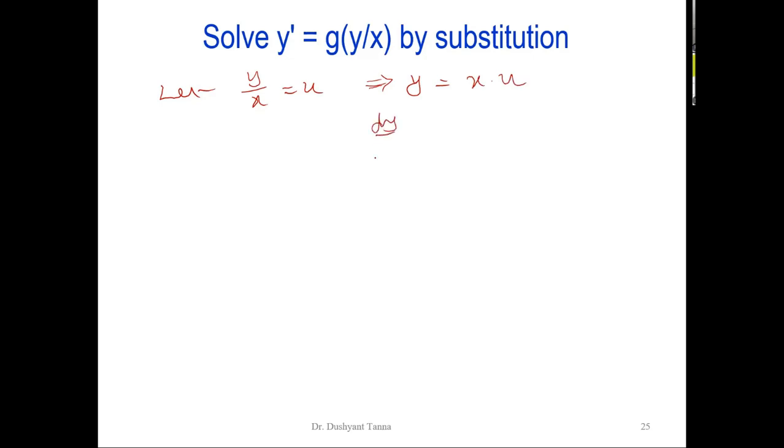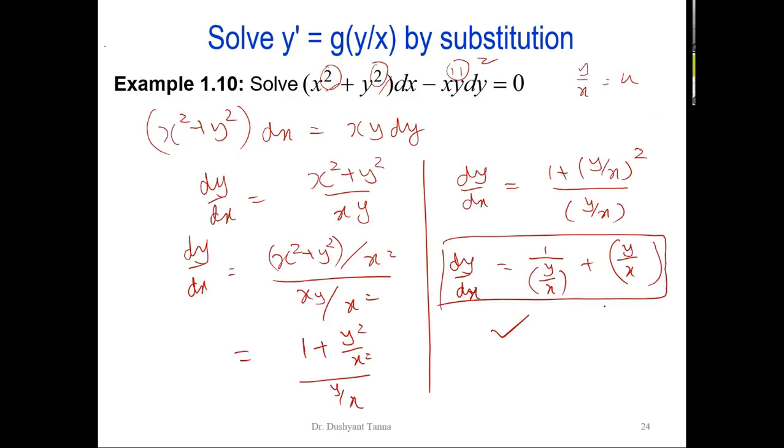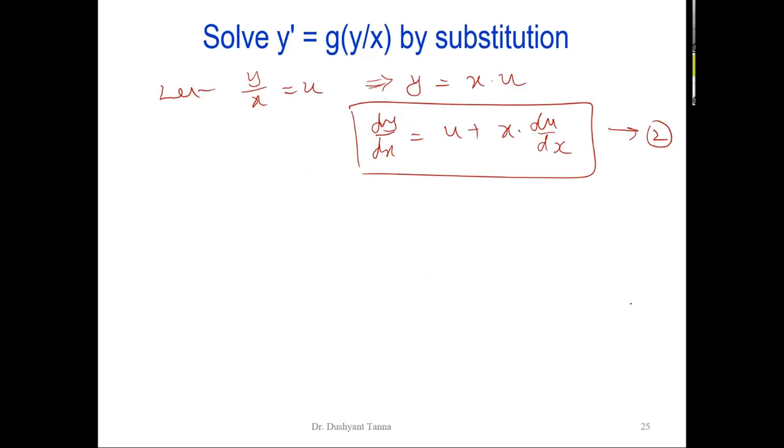dy by dx. It's there in the method as well. You can write it directly if you want. Differentiation with respect to x. So x becomes 1, and this is x d by dx. Equation 2, I call this equation 1. From 1 and 2, what will happen?